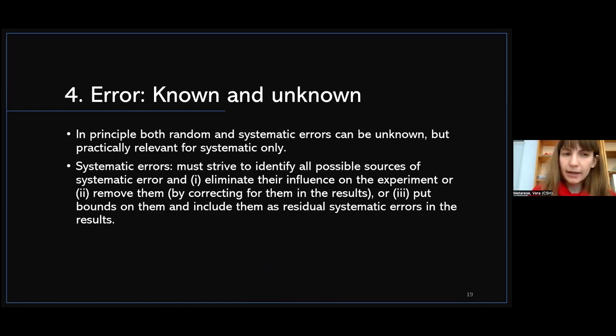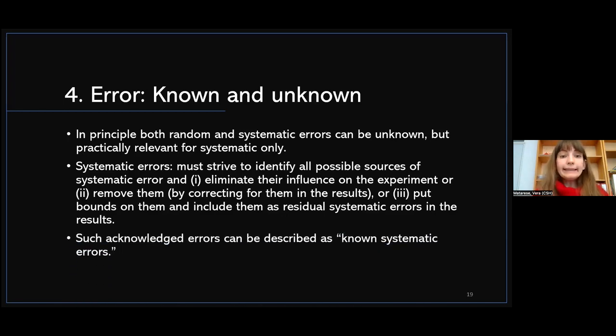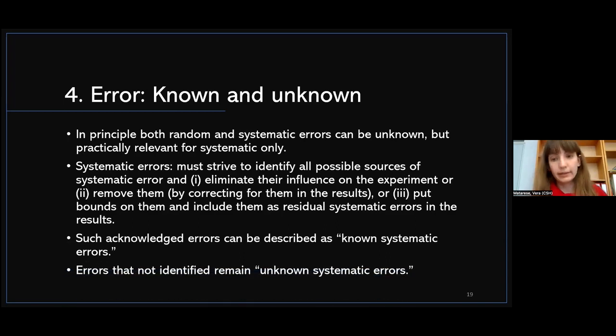When we are worried about systematic errors, normally we strive to identify the possible sources, right? So we try to come up with different conjectures, different hypotheses of what the possible sources are. And then we either try to eliminate their influence on the experiment, or we try to remove them and correct them in the result, or we put a bound on them and include them as a kind of residual systematic error in the result. So we put the result plus or minus the error. And if we can do this, then we have known systematic errors. But if this process fails and we are not able to identify possible sources of systematic error, we cannot eliminate them and so on, then we have unknown systematic errors.